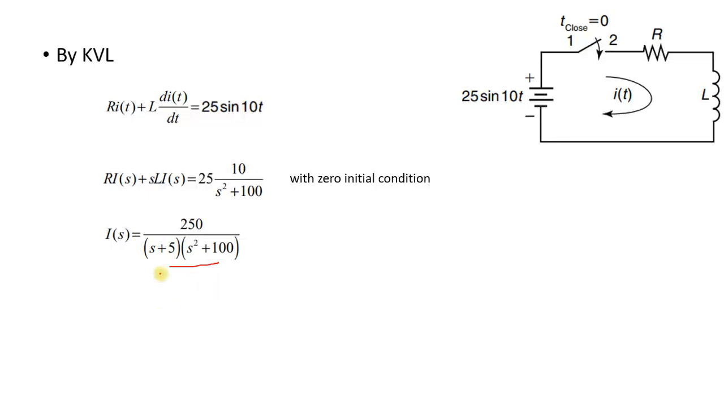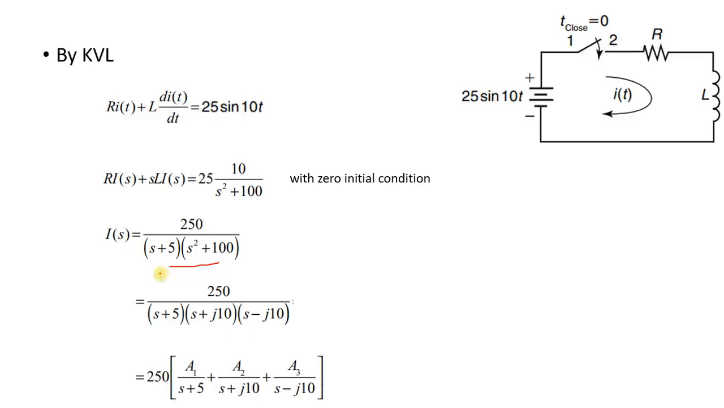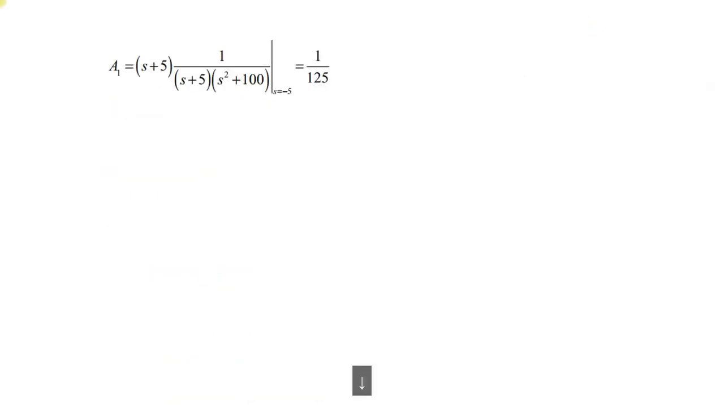So this s square plus 100 is replaced by (s minus 10j) into (s plus 10j), which we saw in the previous lecture. Okay, so it should be rewritten like this. Now you apply the partial fraction method. First you should find the value of a1, so s is replaced by minus 5. So this term will cancel. So 1 by 25 is the final value.